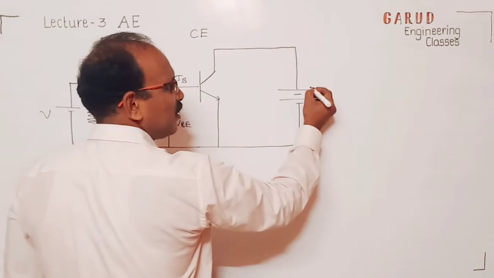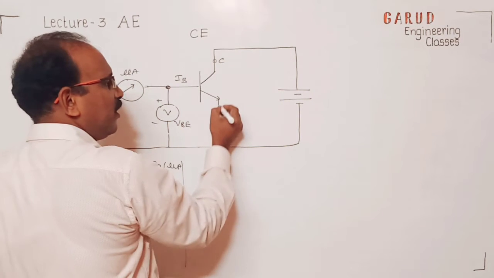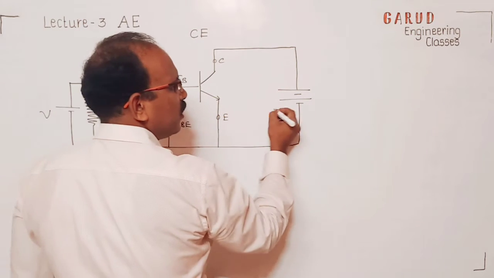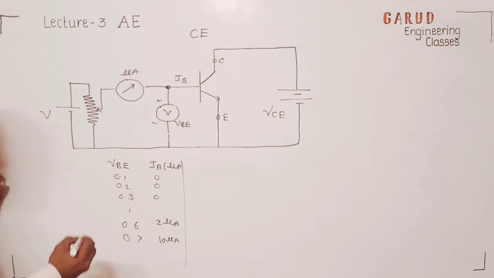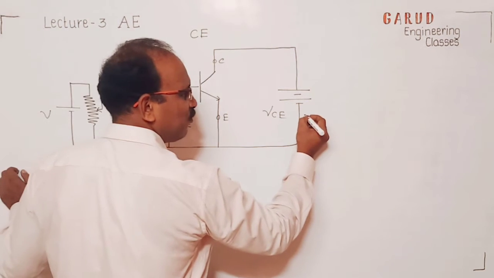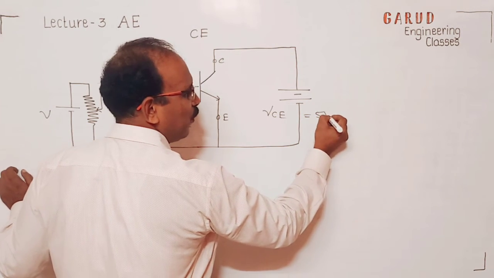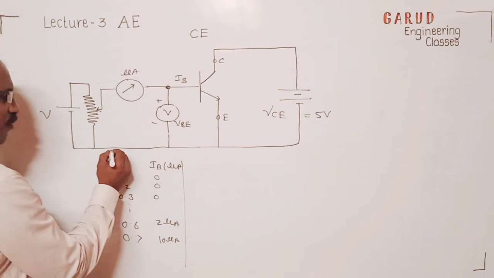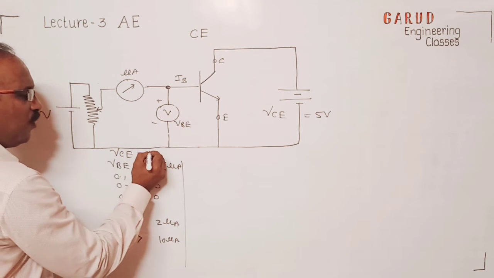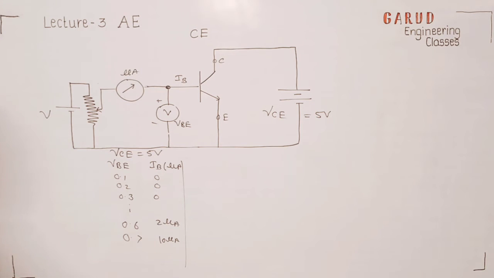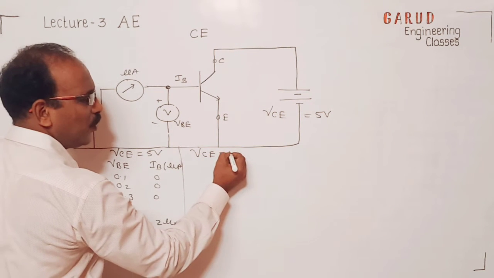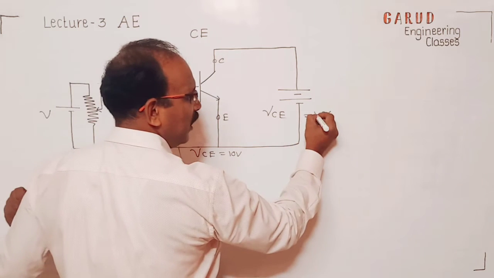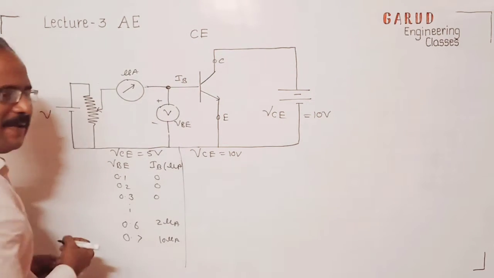So what is this? This is V collector and emitter, VCE. In the first case I should say VCE equal to 5 volt. Next time what will I do? I will vary this to VCE equal to 10 volt. I will keep this stable throughout each experiment.